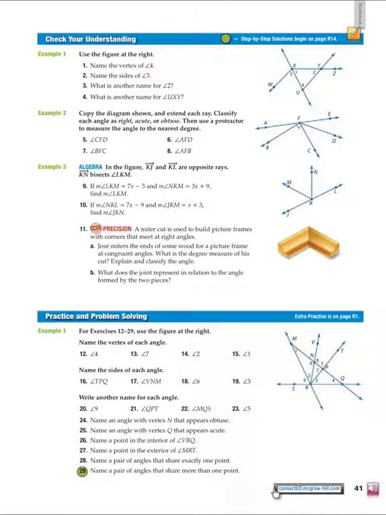Alrighty, let's make sure that we're in good shape here to do your assignment. We'll just run through a few of these. Name the vertex of angle 4. If I look at 4, the vertex would be point U. The sides of angle 3, the sides of an angle are rays. The rays have to be named with the endpoint first. So we have XW and XU.